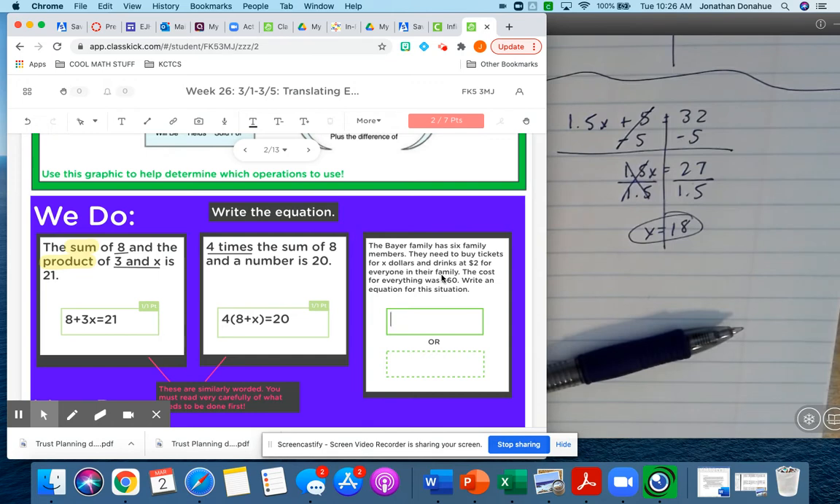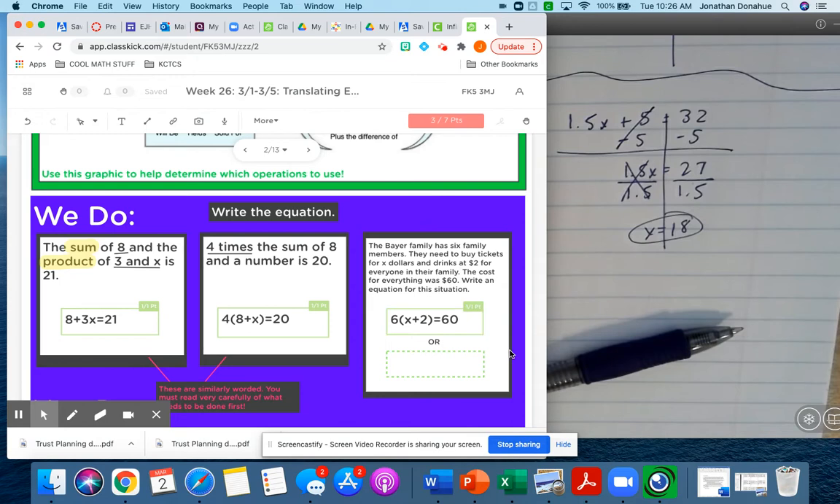So if we're buying 6 tickets and 6 drinks, we can do 6 times both. So we need to put both of those things in here. So the tickets were x. We don't know how much those were, and the drinks were 2. So we're doing 6 of both of these things. That's why we put them in parentheses. And then they said the total was 60.